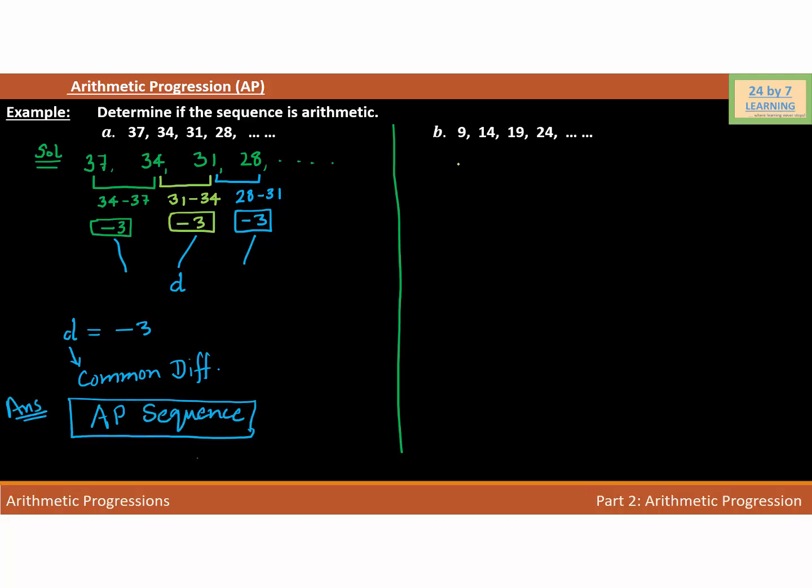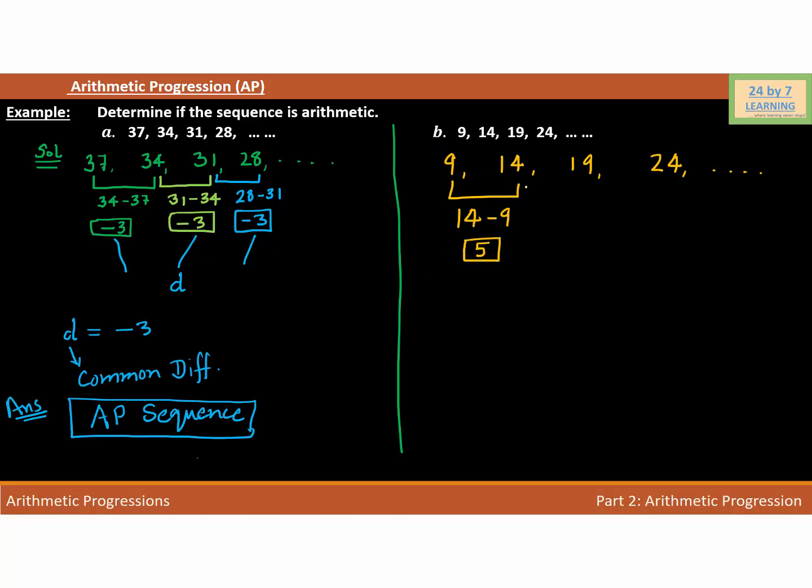As you can see, my next sequence is 9, 14, 19, and 24, and it keeps going. Now let's find the difference between the first two terms, which are 9 and 14. I need to find the difference between 9 and 14, so I will write 14 minus 9, and 14 minus 9 is 5.